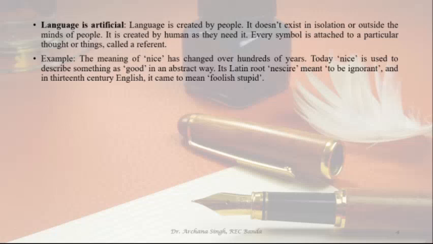Example, the meaning of nice has changed over hundreds of years. Today, nice is used to describe something good. Its Latin root means ignorant, and in the 13th century English it came to mean foolish. So see how the word nice, nowadays we have a positive connotation of this word, but in the 13th century, and it's taken from a Latin word, in that way it has a negative connotation. That's why we say that it is artificial and it is created by human beings.